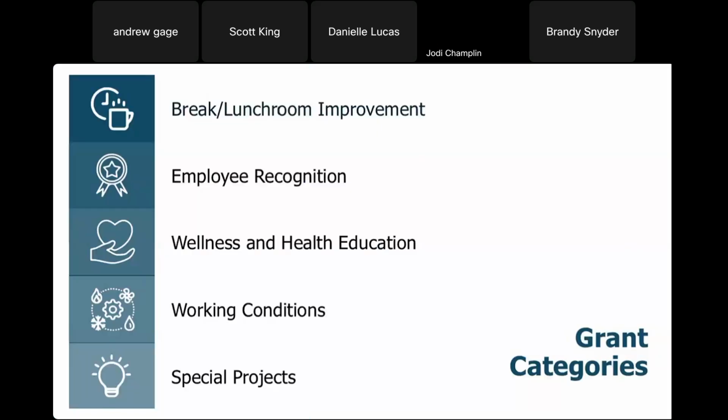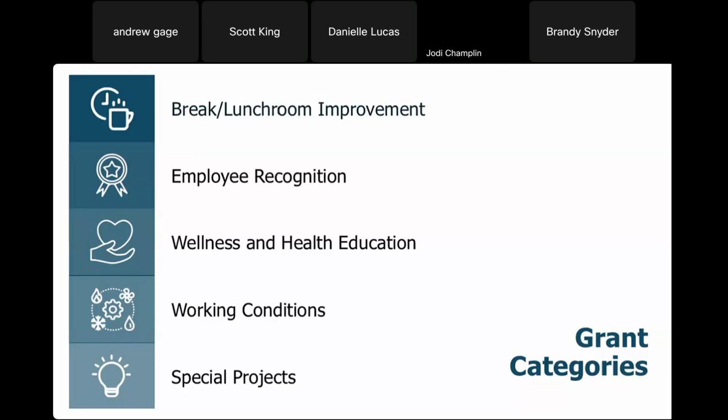The 5 categories of eligible projects are break room, lunchroom improvement, which is stuff like kitchen furniture and appliances. Employee recognitions, that includes stuff like certificates, shirts, meals at recognition events. Wellness and health education, these are things such as a health, wellness, or fitness education program or speaker. Working conditions, things like air conditioners, fans, and ice makers. Or special projects, which are things such as bulletin boards or a nursing mother's lounge.